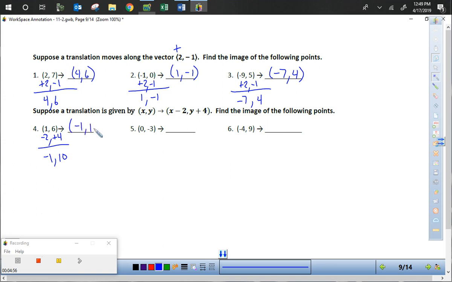Alright, now that you've had a little practice with that algebra, I want you to go ahead and pause the video to take care of number 5 and number 6. We're subtracting 2 and adding 4 to both of these. The first one, we get negative 2, 1. Second one there, negative 6, 13.